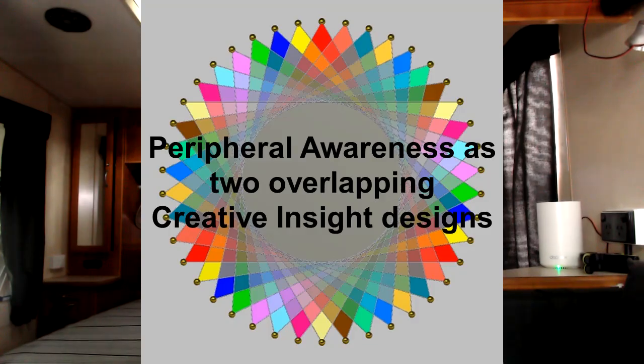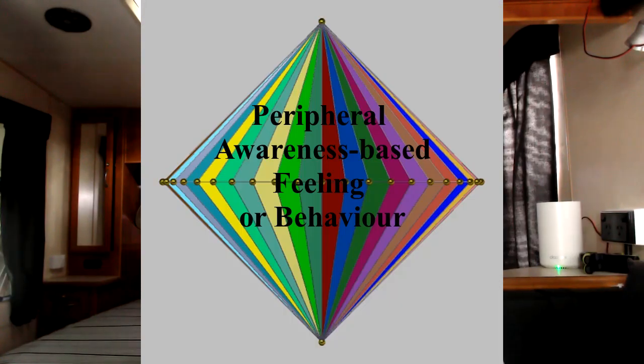Okay, peripheral awareness. We are aware of what's going on around us, even though we're looking in a particular direction or looking at something. Peripheral awareness. Now we can create a feeling from that particular design of thought. An expression of emotional intelligence, or an expression of what has been suggestively taken on board and built upon through peripheral awareness. Peripheral awareness-based feeling. Feeling suggests behavior, so it's peripheral awareness-based behavior.